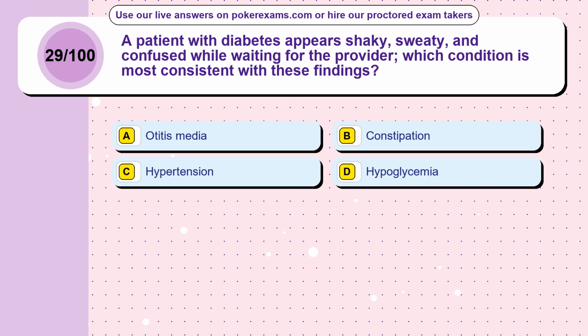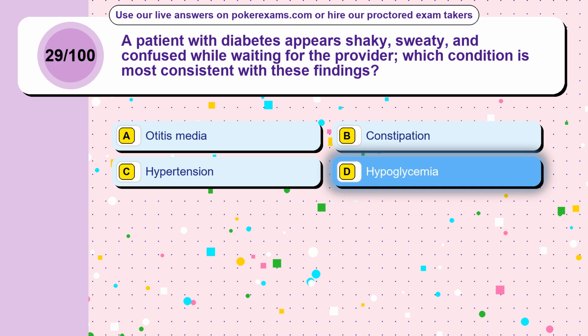Question 29. A patient with diabetes appears shaky, sweaty, and confused while waiting for the provider. Which condition is most consistent with these findings? Option A. Otitis media. Option B. Constipation. Option C. Hypertension. Option D. Hypoglycemia. The correct answer is option D.